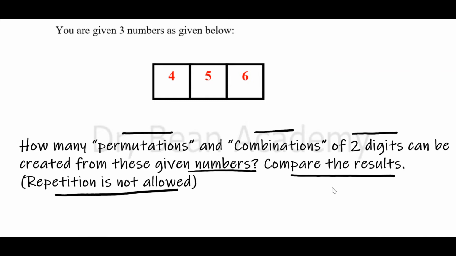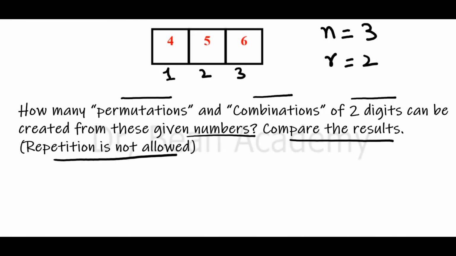So we are given three choices. This is the first choice, this is the second choice, this is the third choice, and it's very easy. The total number of choices available to us is 3. And they told us how many permutations and combinations of two digits, so it means the size of the permutation or combination is the same, it is 2.